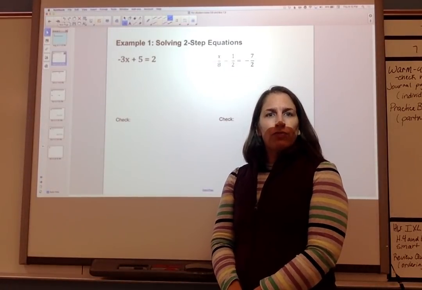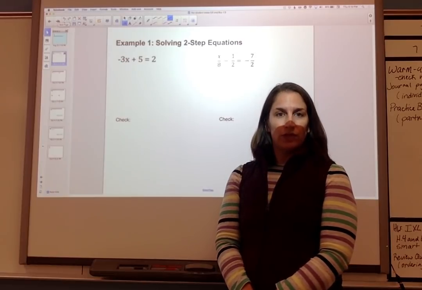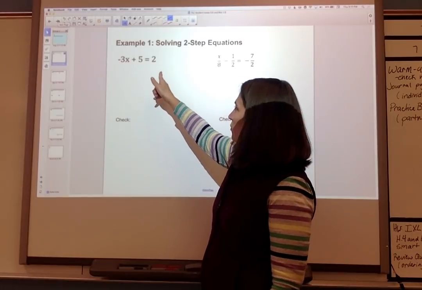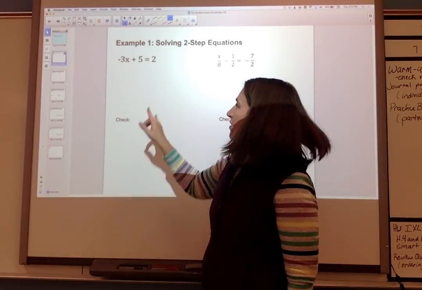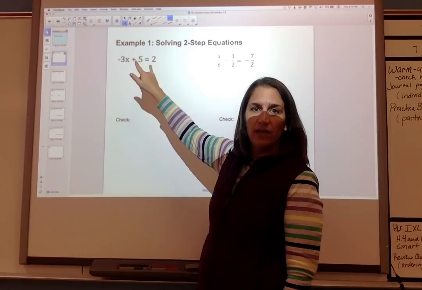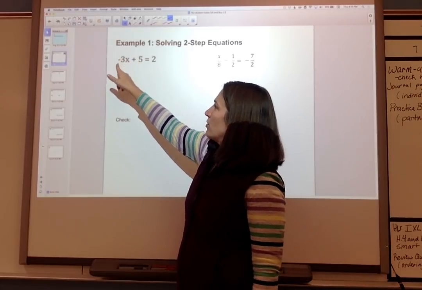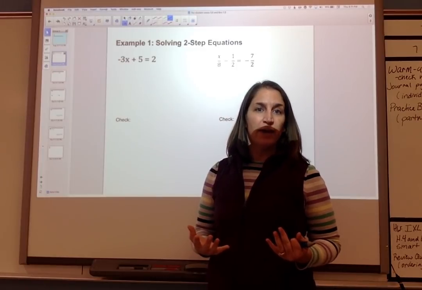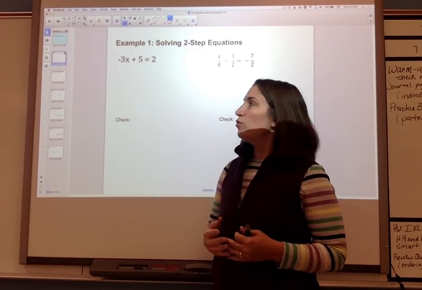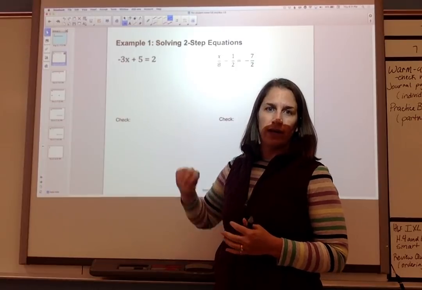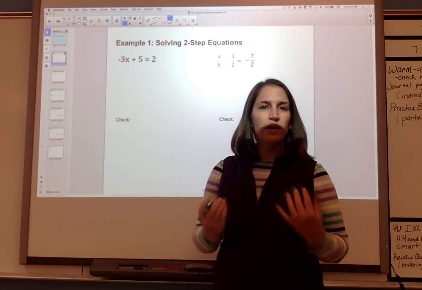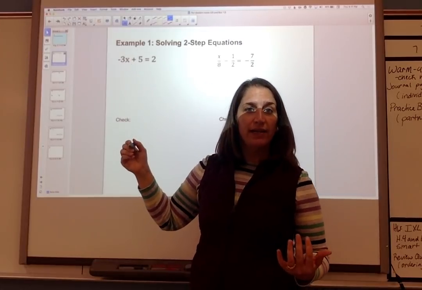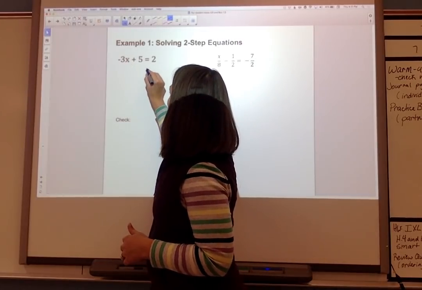We have negative 3x plus 5 equals 2. So notice we have two terms on this side of the equation and only one term over here. We have constants on both sides of the equation, and we have a term that contains our variable x only on the left. So our goal is to get x by itself. So let's start by moving all of the constants to the right side of the equation. So we're going to combine like terms by subtracting 5 or adding negative 5 to both sides of the equation.